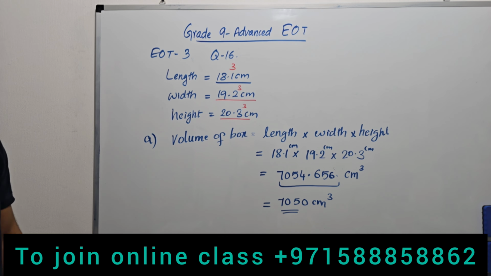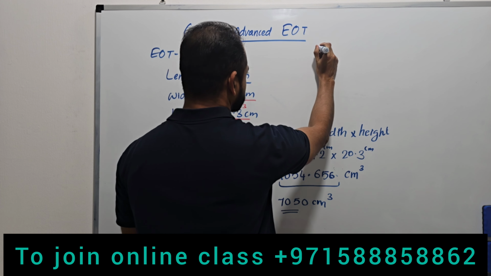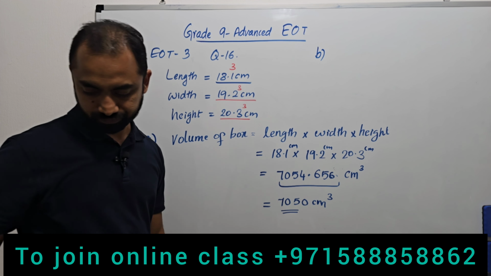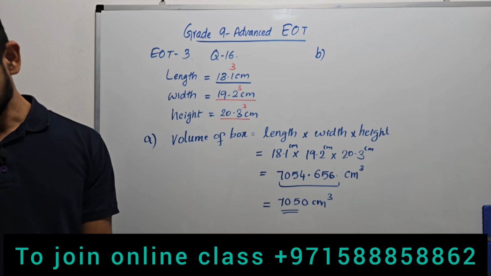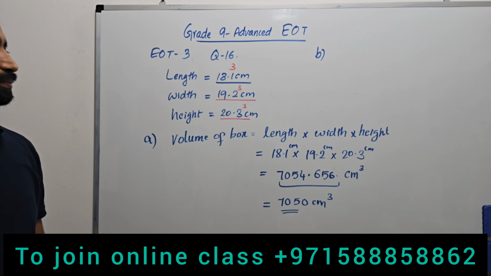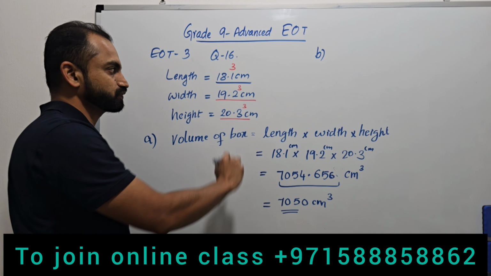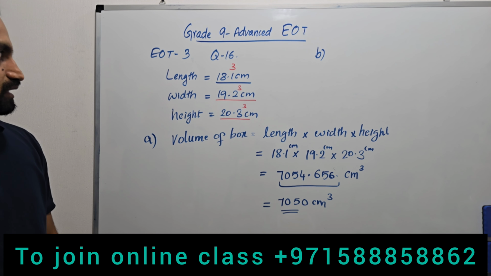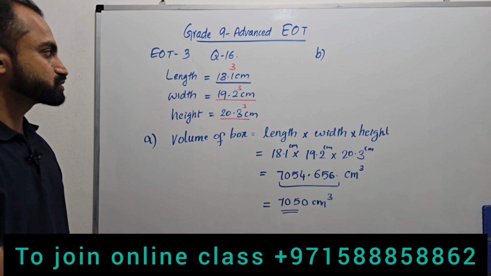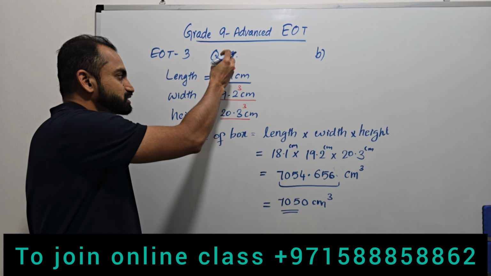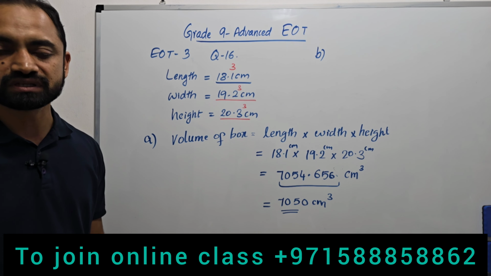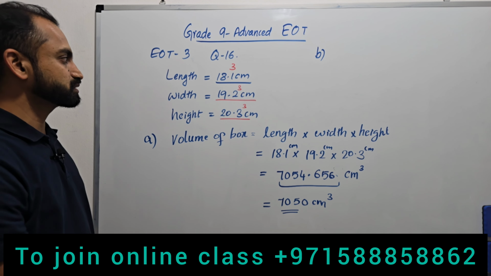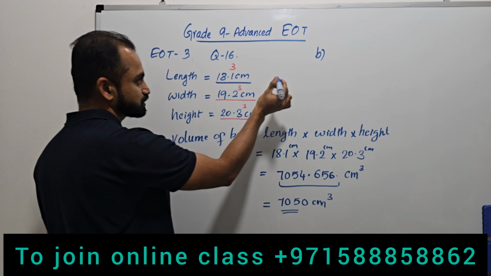Then part B of the question. Read part B. Part B of the question is, how precise is the measurement of length of volume? What is the precision of measurement of length? Precision of measurement of length 18.1. So a measurement is given. If the measurement is given, how to know the precision? Do like this. What is our measurement?